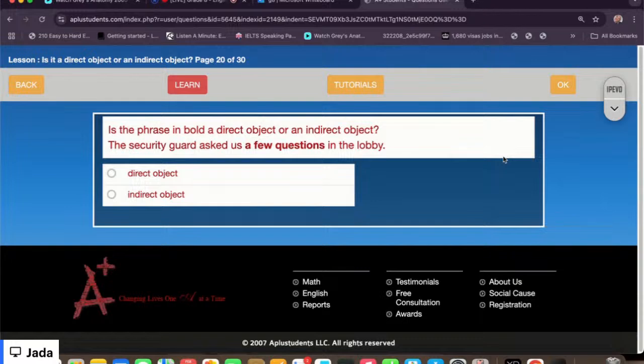The security guard asks us a few questions in the lobby. Direct or indirect? So what do you think here? Cassie casually tossed her teammate the softball.